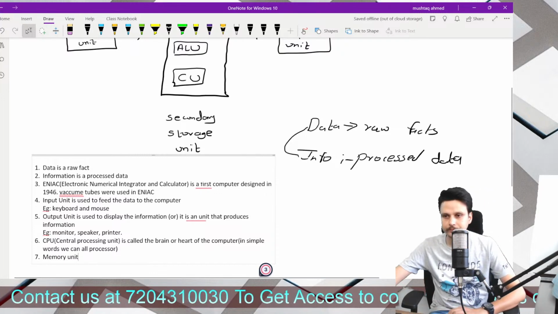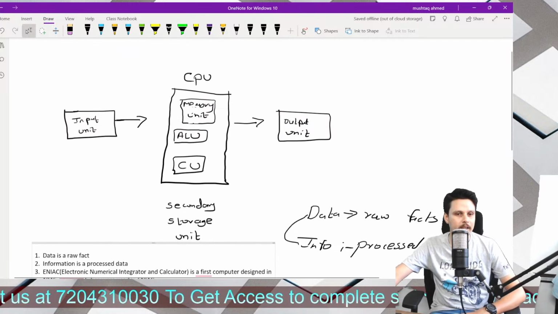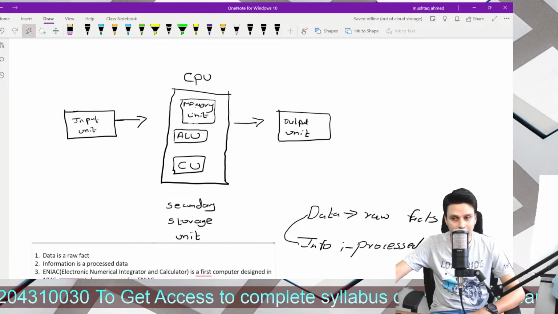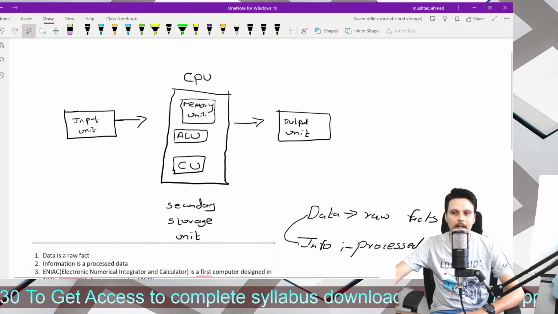Memory unit. What do you mean by memory unit? Memory unit is a unit which is used to store the data.